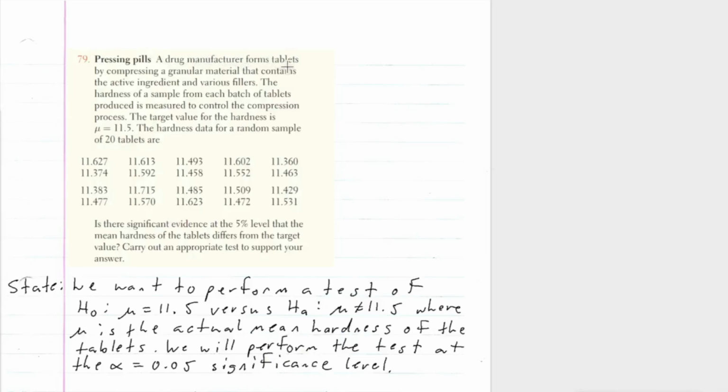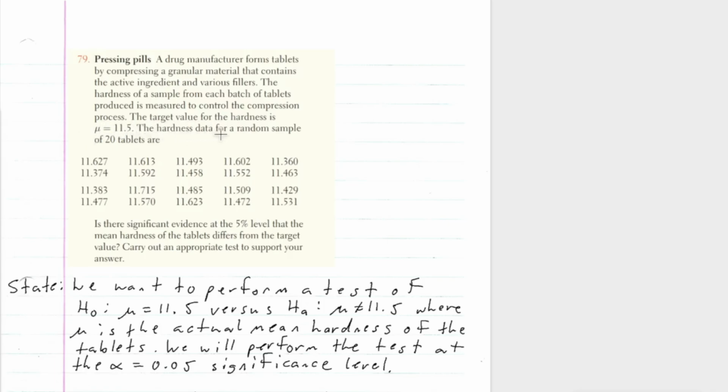A drug manufacturer forms tablets by compressing a granular material that contains the active ingredient and various fillers. The hardness of a sample from each batch of tablets produced is measured to control the compression process. The target value for the hardness is mu equals 11.5.